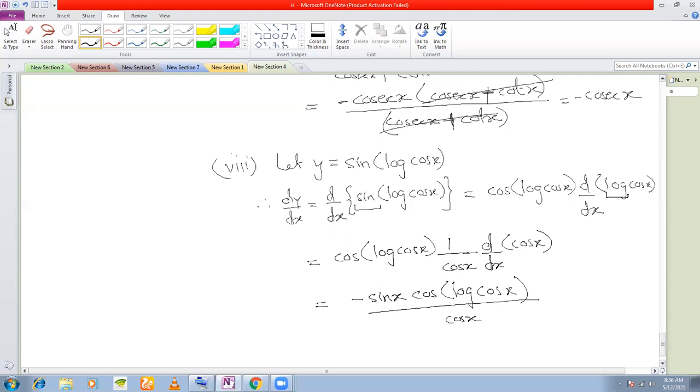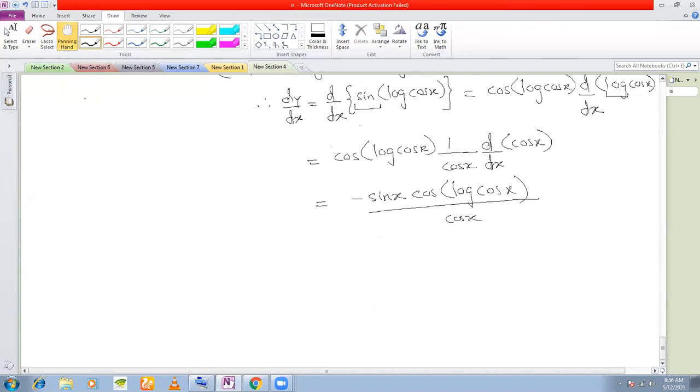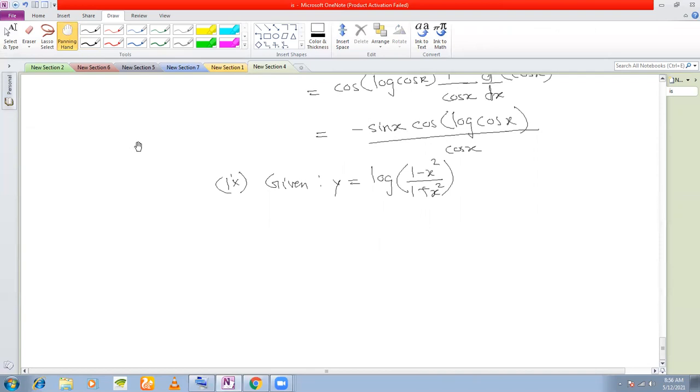Okay. We move on to the next one here, which is number 9. Given y is equal to log of (1 minus x square) by (1 plus x square). Now this problem can be done in two ways. You can use your chain rule, and then inside, when you differentiate this 1 minus x square by 1 plus x square, you can use your u by v rule. This way you can differentiate directly.